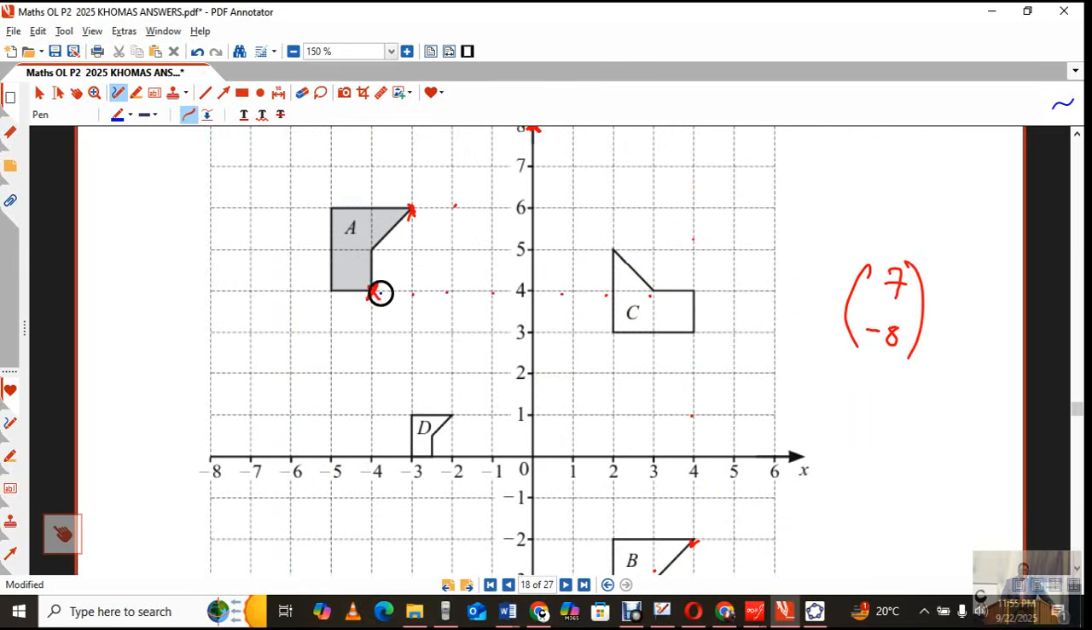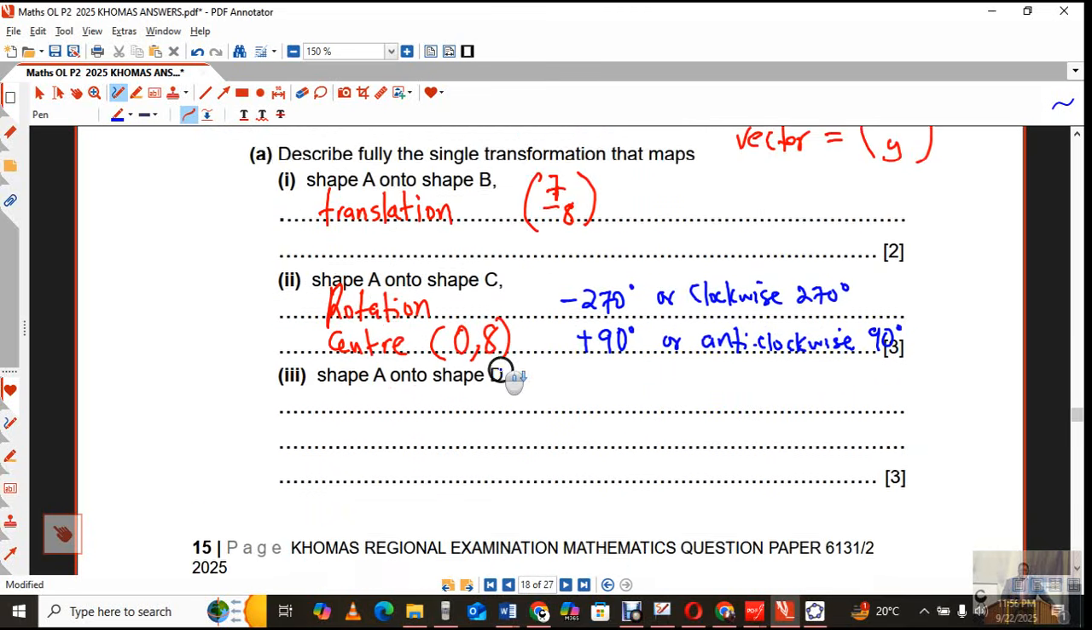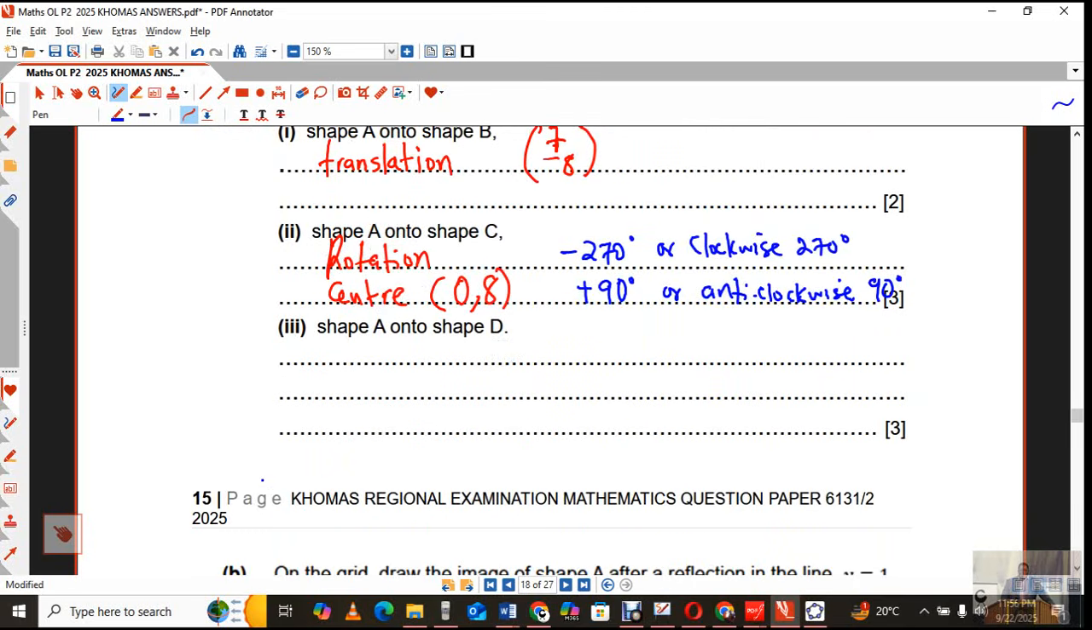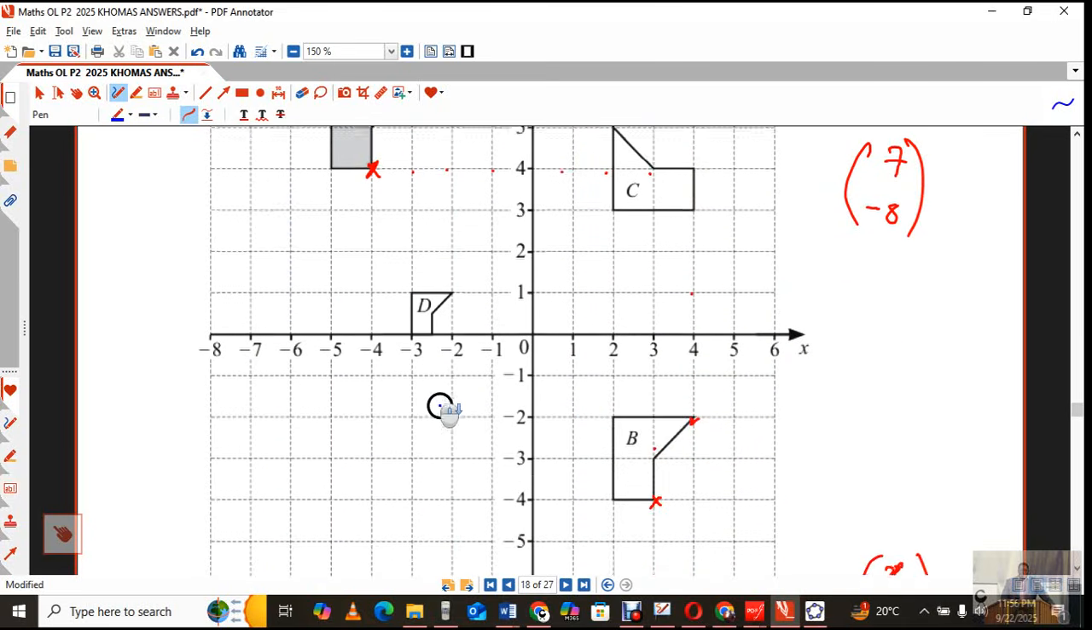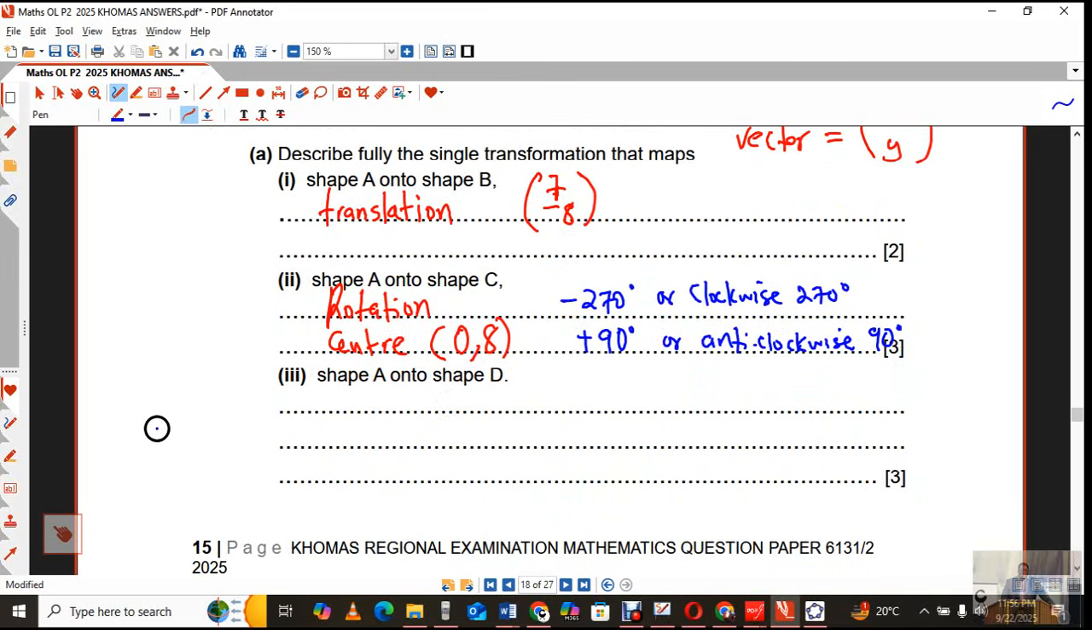Okay, A onto D. Now, obviously you can see that that is an enlargement, and I can clearly see that it's not a very big enlargement. A to D, it's a fractional enlargement, but you can write enlargement anyway. So I'll write it's a fractional enlargement. Another thing that I definitely have to get is the scale factor, and I also have to get the center of enlargement.